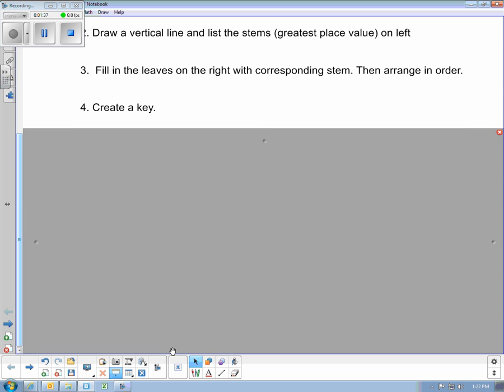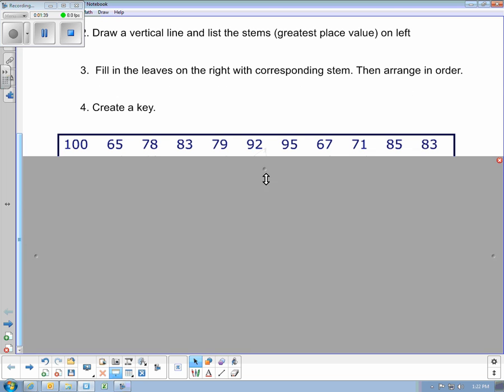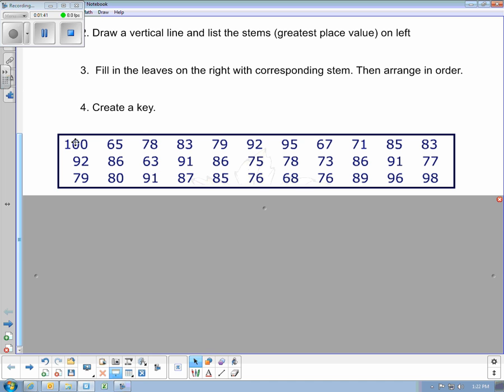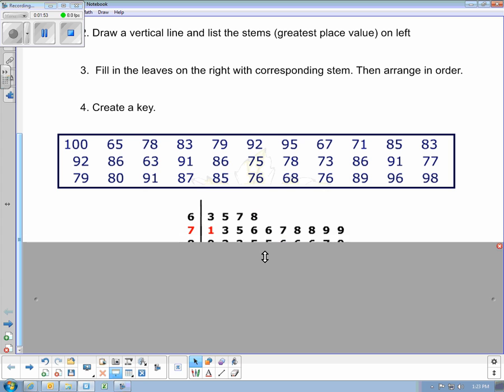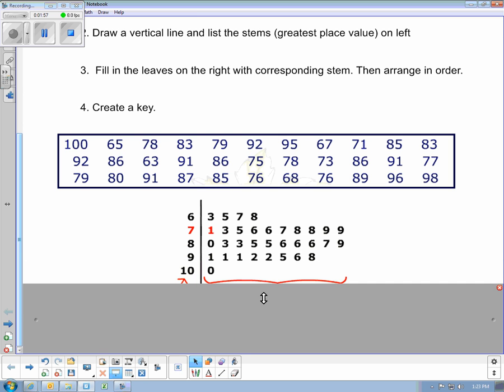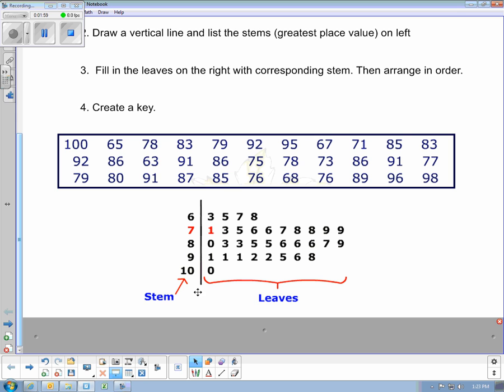So if you look at the information that was given to you, this is the data that you were given. And here you can see where it's not listed in order, 165, 78, 83, and so on. It goes up and down and bounces around. So we'd have to go through and find the greatest and the least, and decide on the stems. In this case, they used tens and ones, and you can see that with the 6, the 7, the 8, the 9, and the 10 that are listed. And then the leaves fall behind it. And you can also see that the leaves are listed in order there.